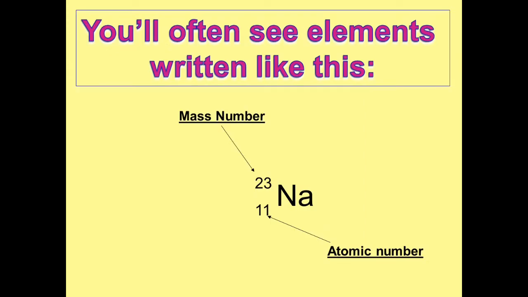You'll often see elements written like this, where there's the symbol, and then something in the upper left corner of the symbol and something in the lower left. You always write the mass number in the upper left corner and the atomic number in the lower left. That's how you know what element it is. So this is the sodium atom that has 11 protons because its atomic number is 11, and this particular atom has a mass of 23, which must mean that 23 minus 11, it has 12 neutrons.